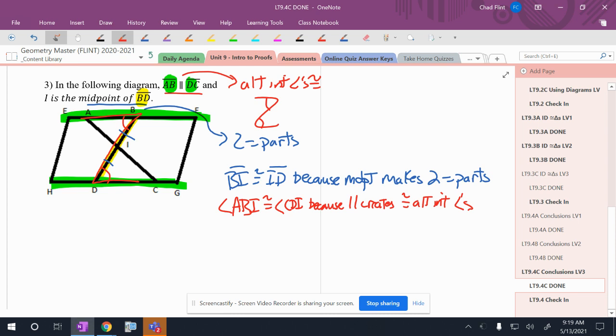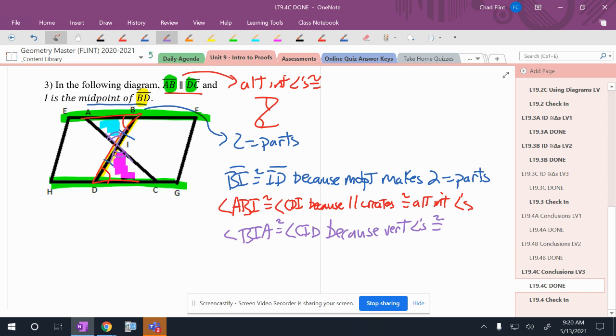So I see my alternate interior. I'm like, okay, I got alternate interior. Then I might look at it and go, all right, vertical or reflexive property. And if I do that, I'm more than likely going to get to right here because those are vertical angles in the blue triangle and the purple triangle. All right, so personally, that's what I would end up with. So I would say angle BIA is congruent to angle CID, BIA CID because vertical angles are congruent. All right.